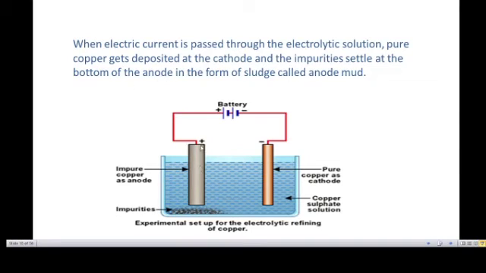This is the anode. The impurities settle at the bottom of the anode in the form of sludge called anode mud. What is anode mud? The impurities settled at the bottom of the anode in the form of sludge. This is called anode mud. This is the electrolytic refining method.